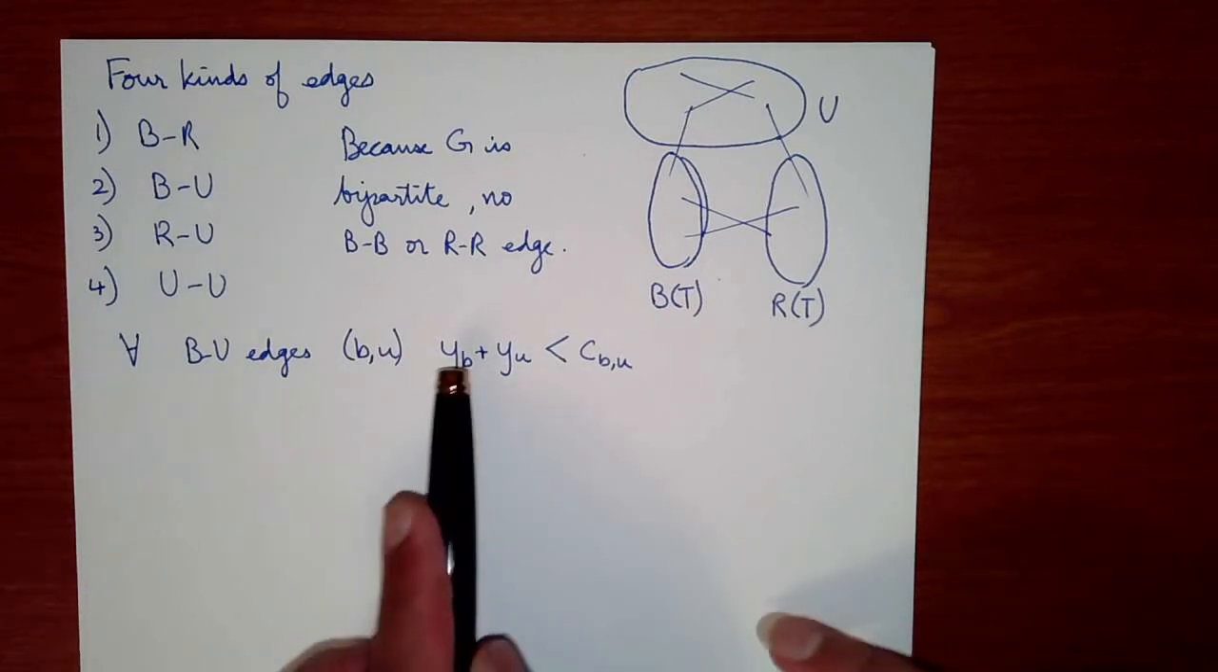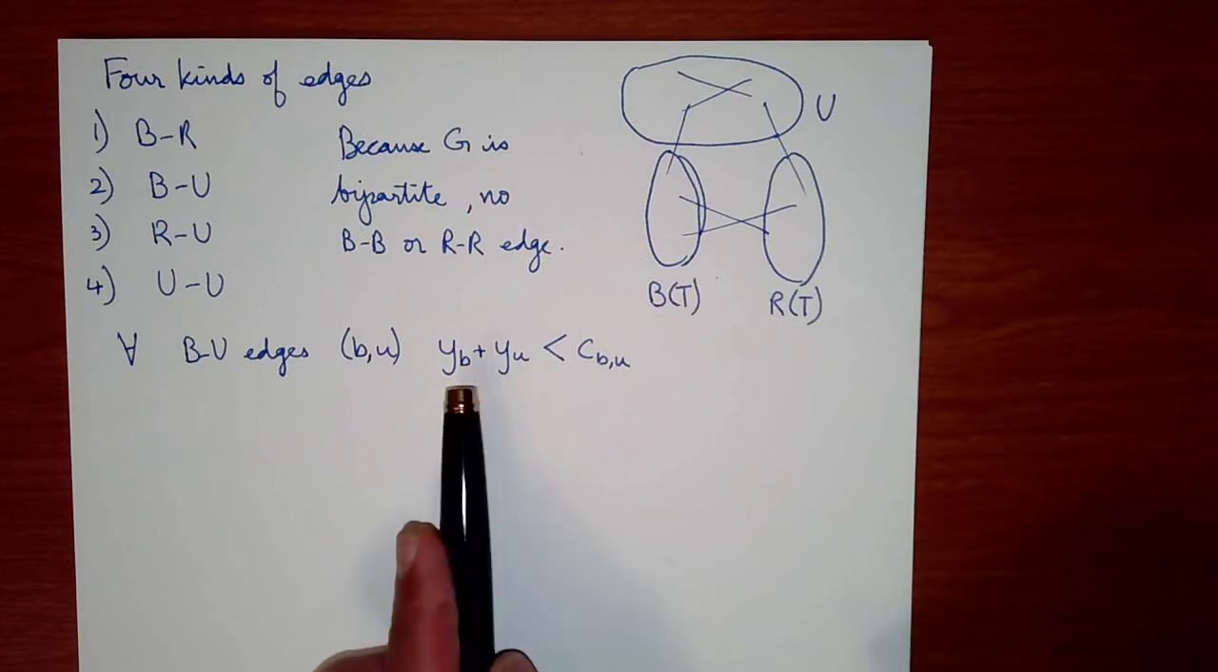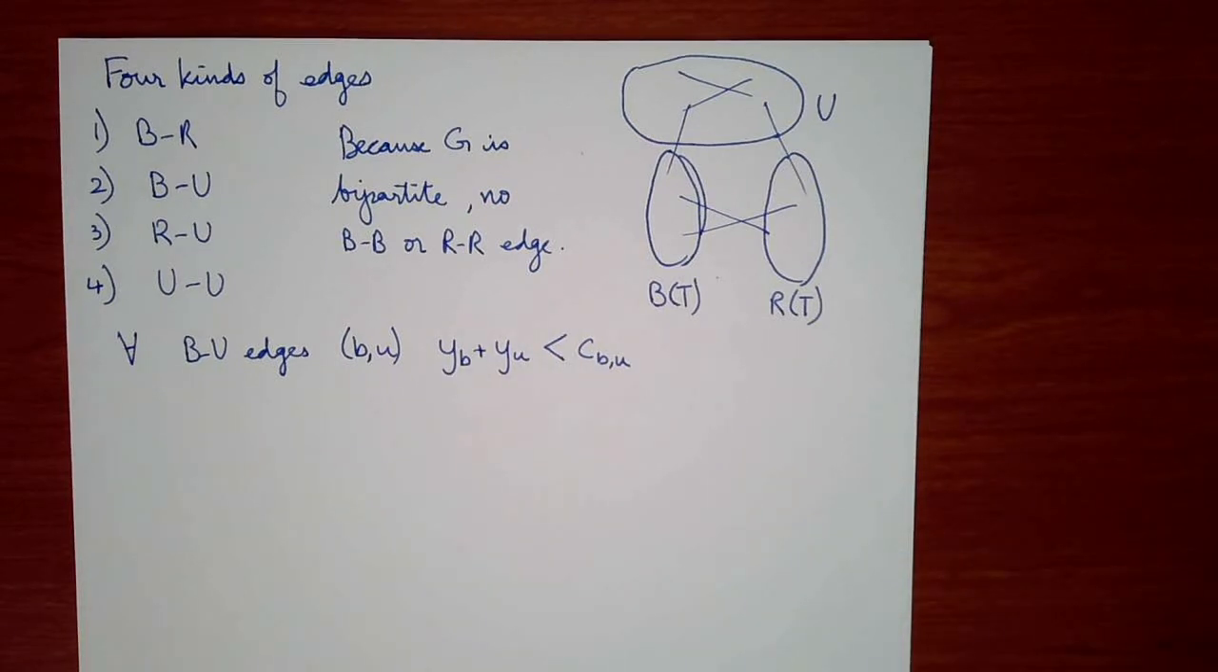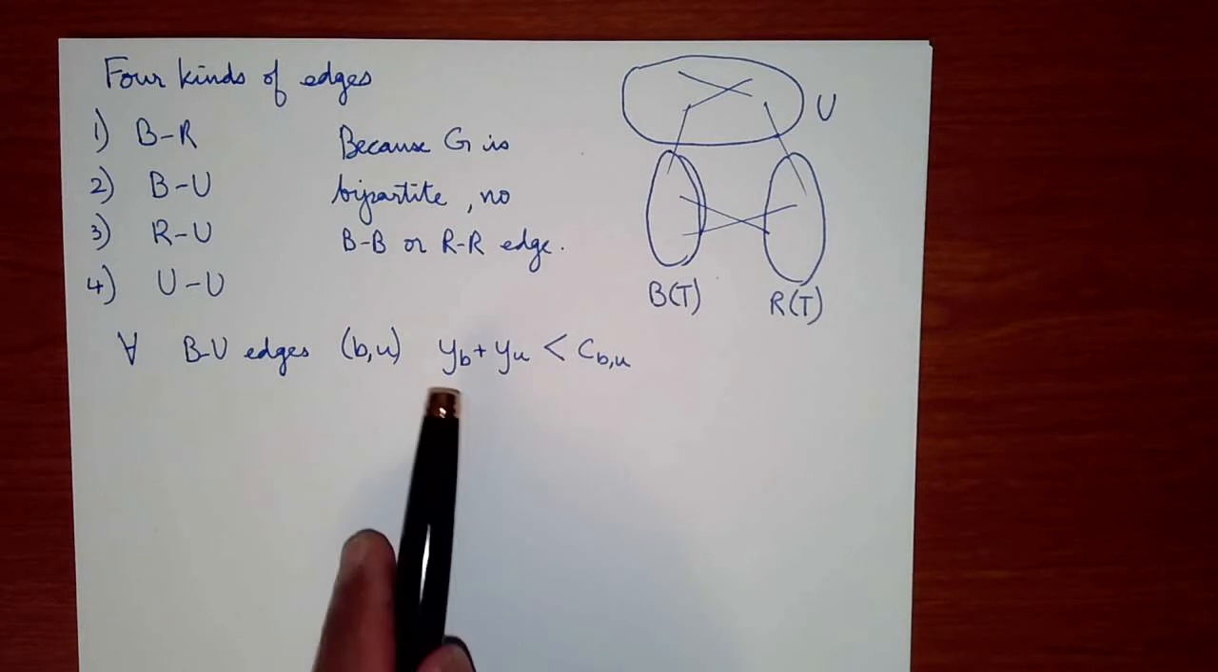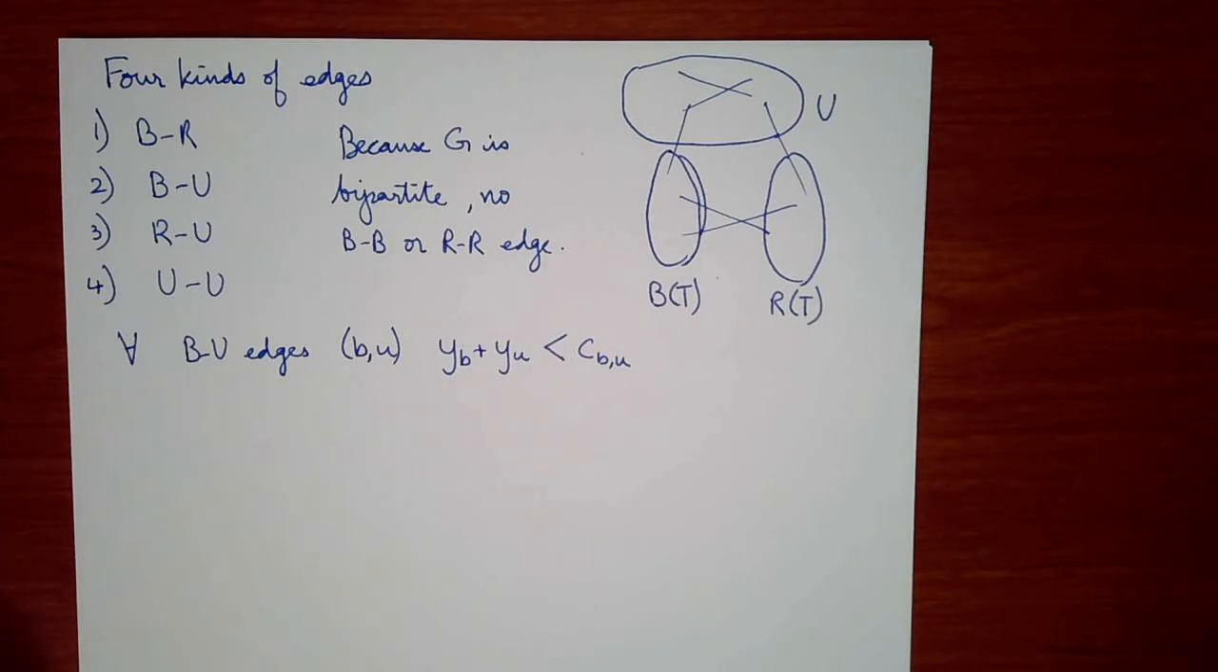Let's look at this. Let's look at any edge. How are you going to make this an equality edge? What do you need to do? Very simple question. How are you going to make this an equality edge? What is the dual change you need to do?